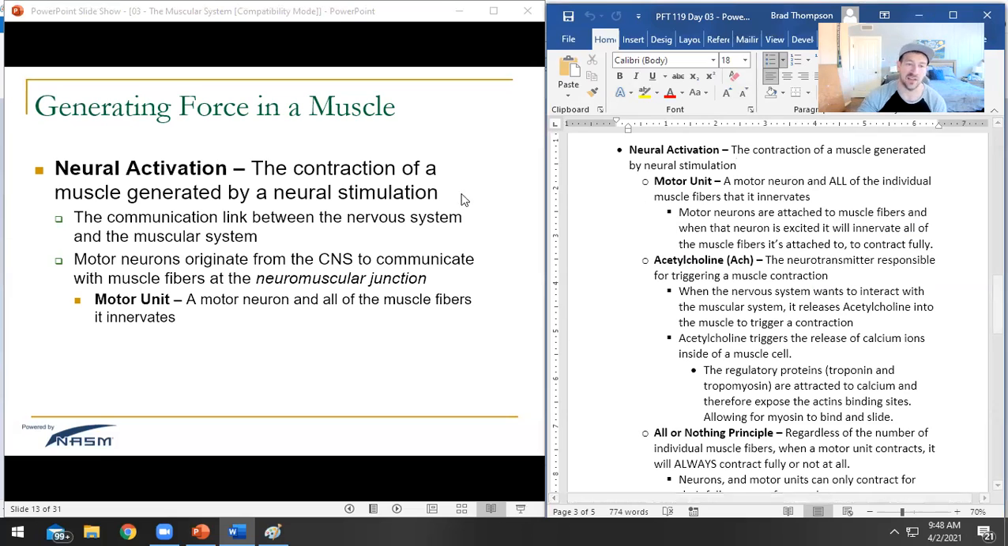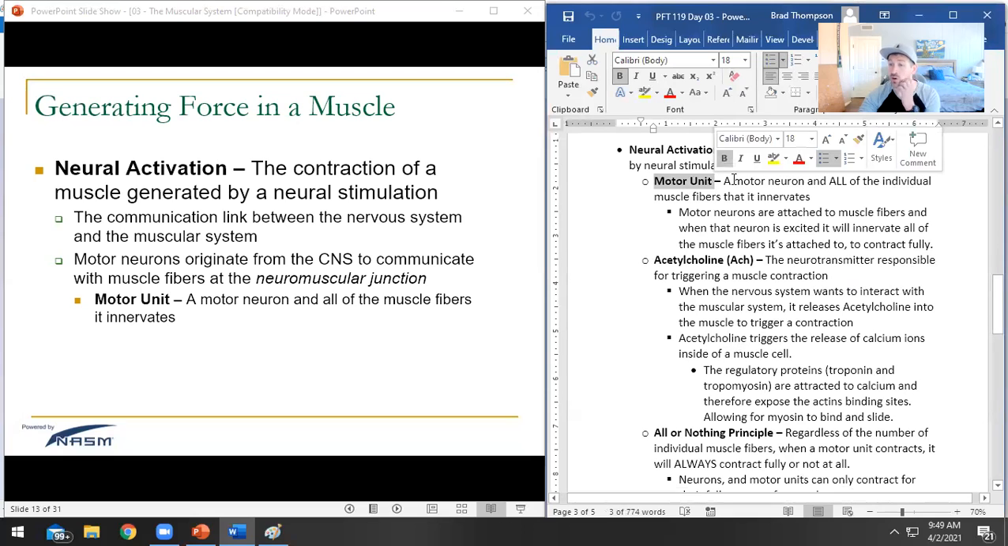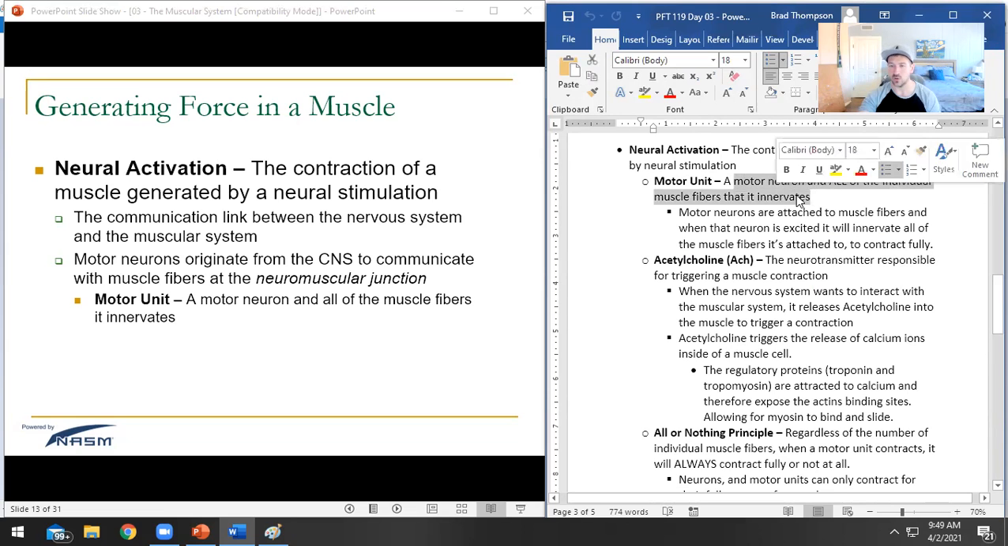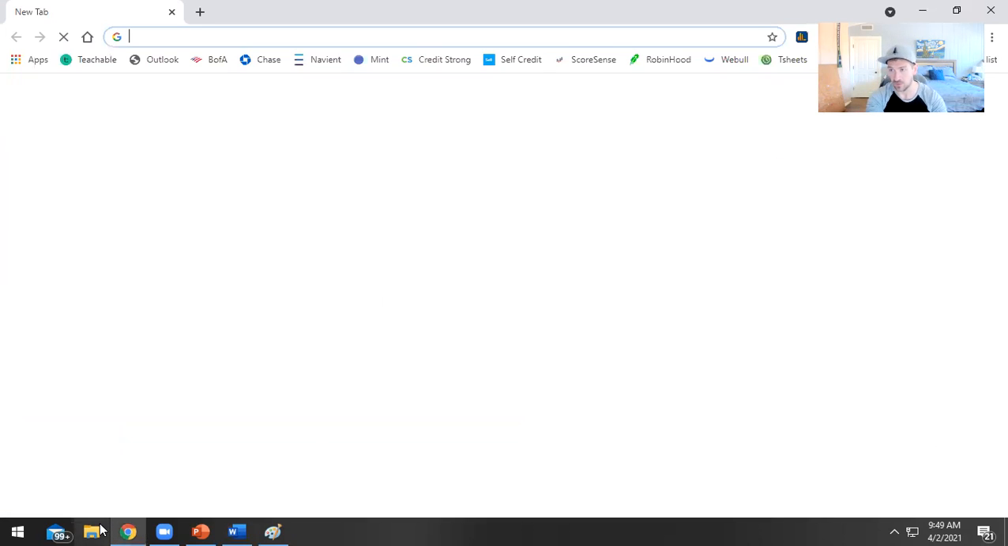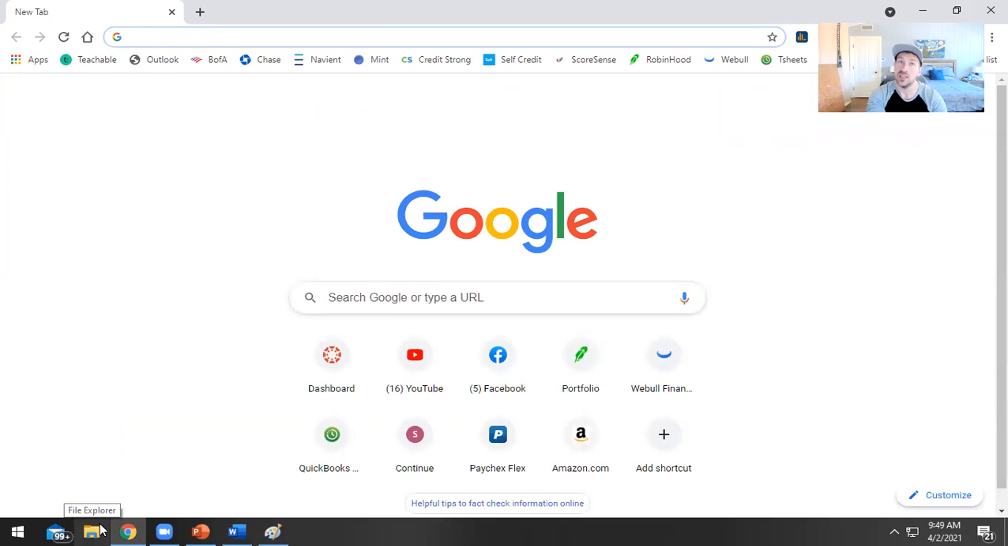And so there's a communication network, a link between your central nervous system, which branches out to your peripheral nervous system, and then it interacts with your muscular system. It does this through motor units. This is probably one of the most important terms, or at least a term that we use a lot. A motor unit is a motor neuron, the type of neuron that will tell a muscle to fire, and all of the individual muscle fibers that it will innervate. Remember, a muscle fiber is a muscle cell. Well, one neuron could zap several muscle cells.